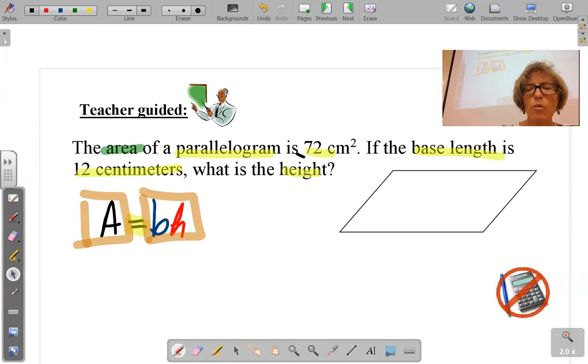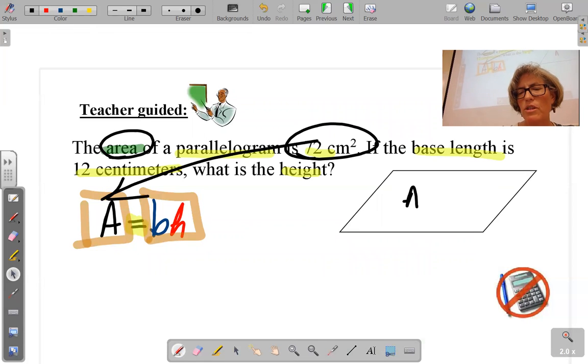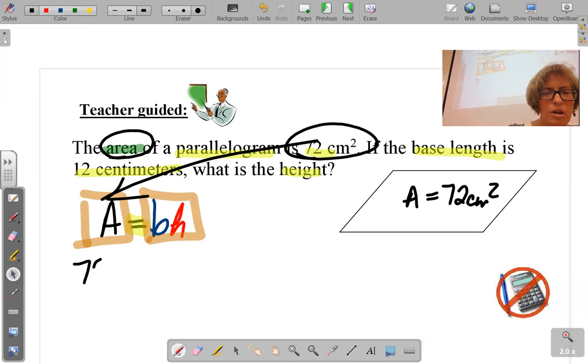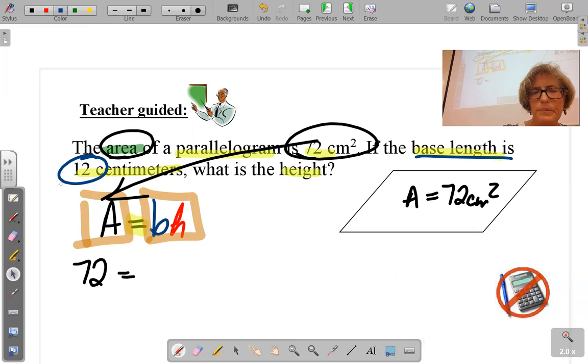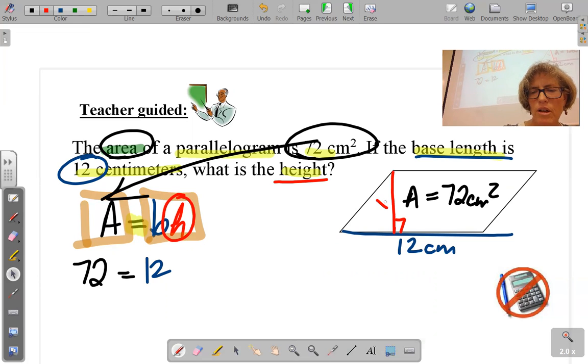Okay, let's take a look here. What could we do with this number? Put it in the A spot. Yes, so we have the area of the parallelogram to be 72 centimeters squared. So that goes here. Got it. And what do we do with this number? Put it in the B spot. So we have our base, which is 12 cm. And what's our unknown? Height is our unknown. We'll call that x.